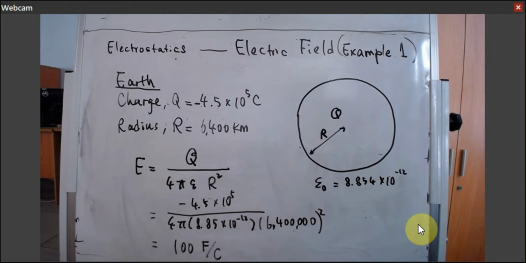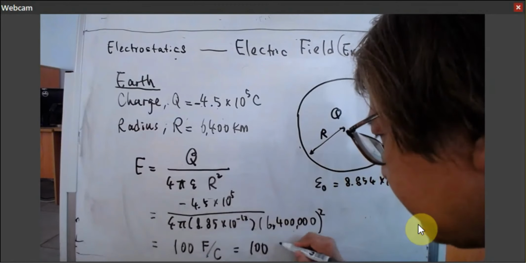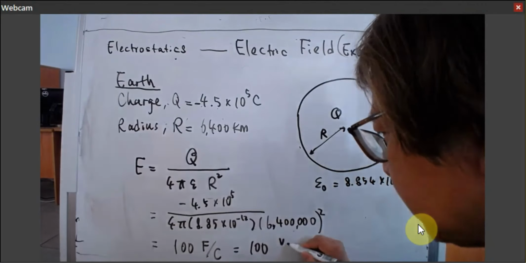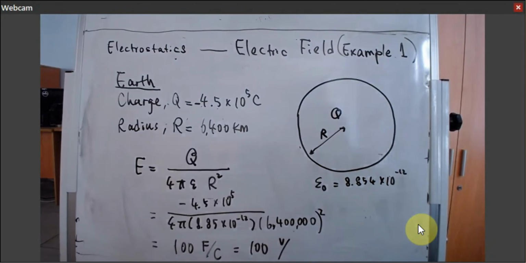And later you will learn that there is another unit for electric field. Another unit is voltage per meter. So I hope it is clear to you guys.